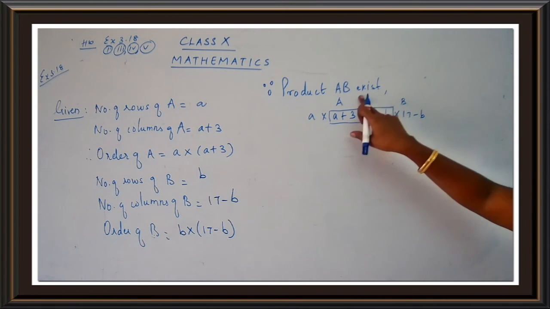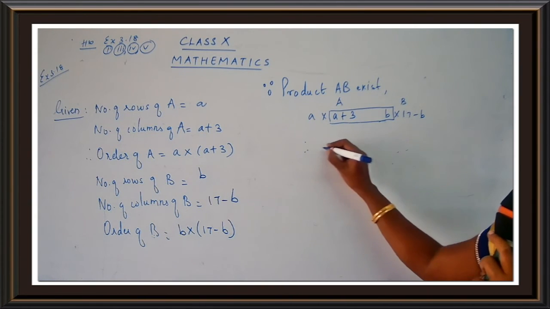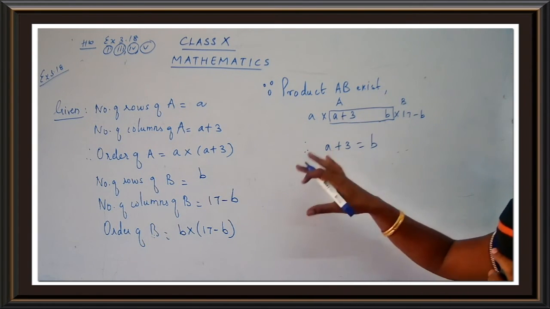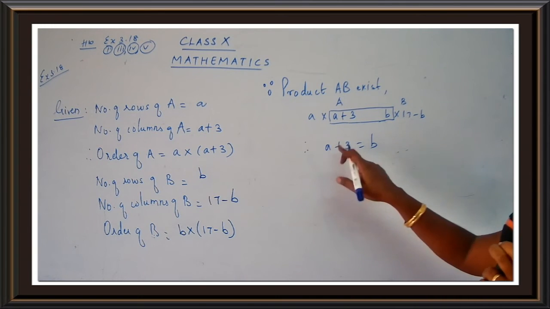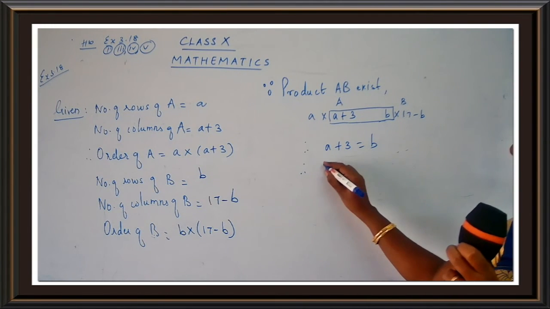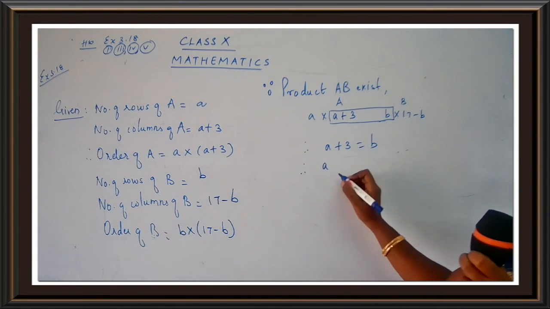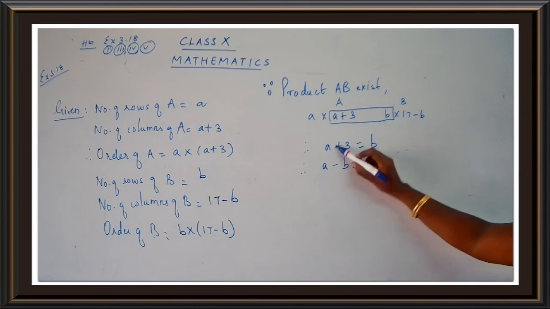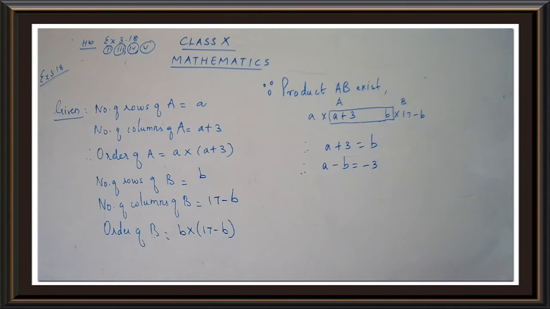Are you getting my point? Since the product exists, I will say the middle parts are equal. Therefore A plus 3 is equal to B. I'm going to bring the numbers and the variables to one side. I'll bring the B to this side and take 3 to this side. So A plus B: when plus B comes to the LHS, you get minus B. When plus 3 goes to the RHS, it turns to be minus 3. So A minus B is equal to minus 3.